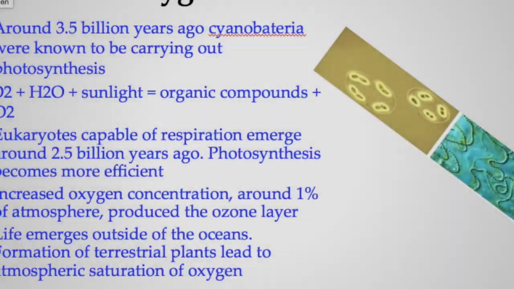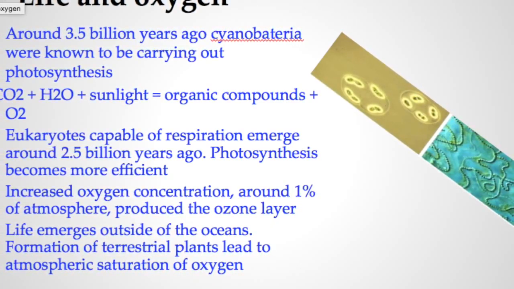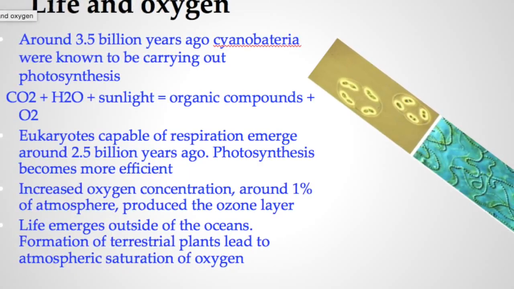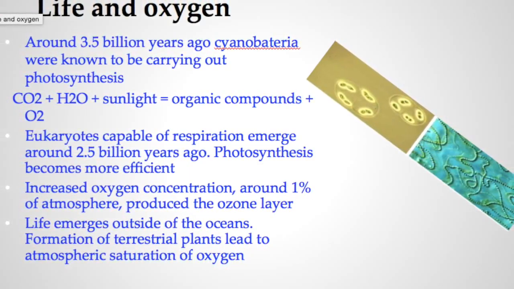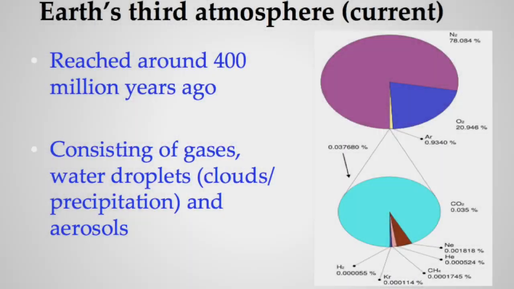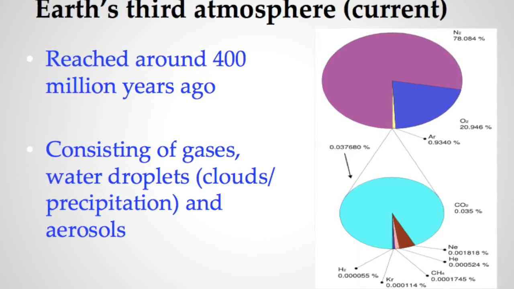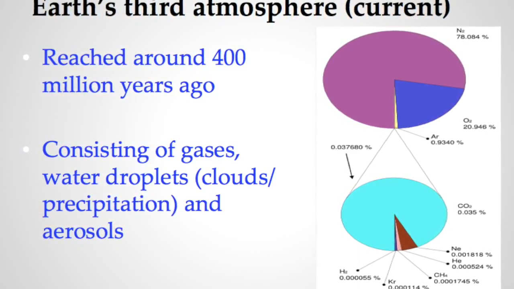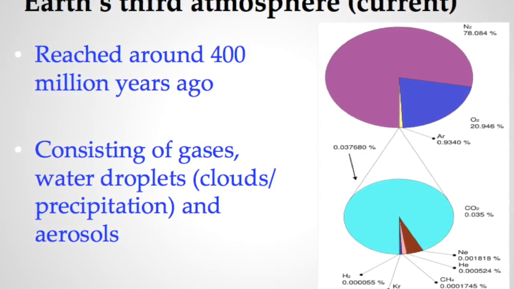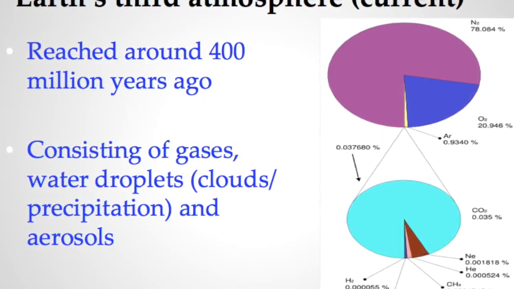Then the Earth begins to cool. The carbon dioxide dissolves into the ocean, eventually forming carbonates. Nitrogen became a major component of the atmosphere. Gradually, life and oxygen appeared. Earth's third atmosphere, which is the current time.